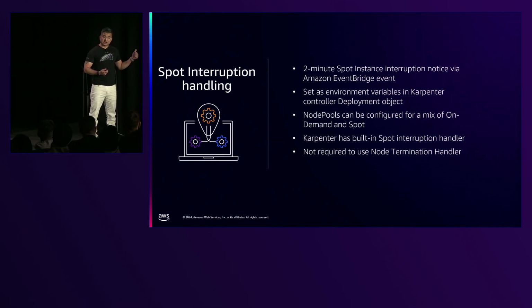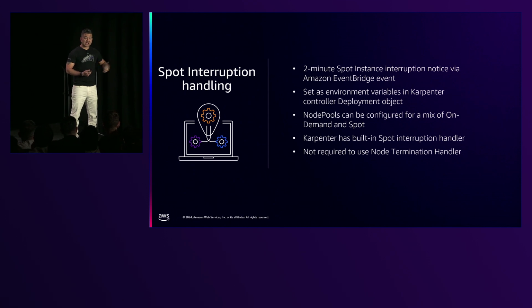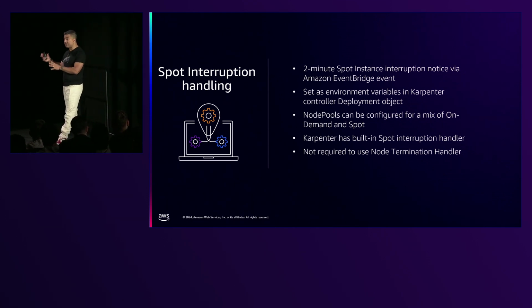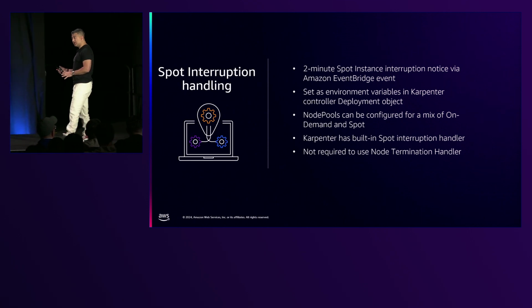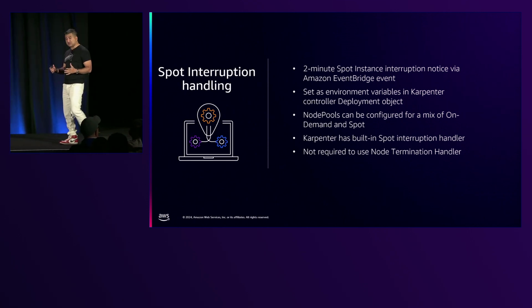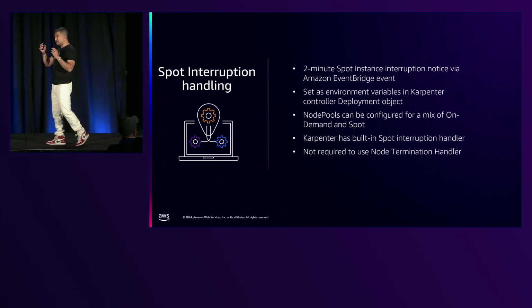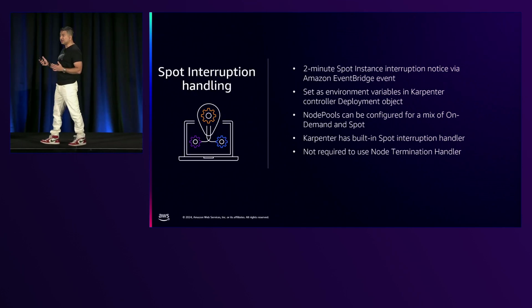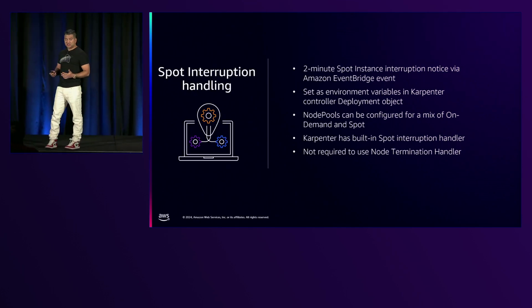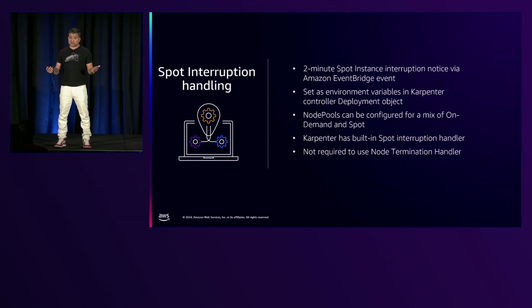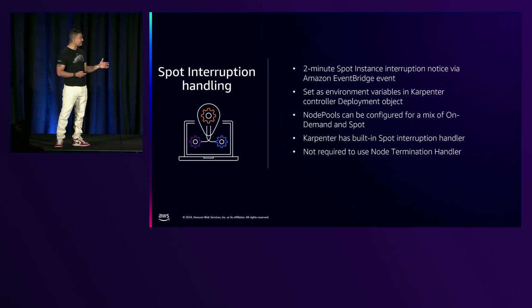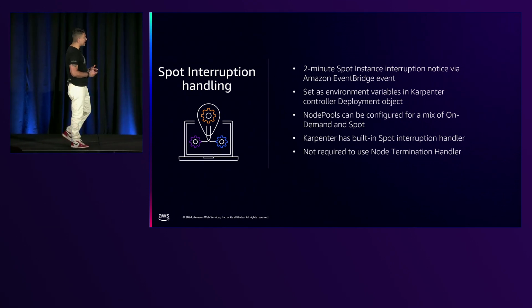Karpenter handles that 2-minute warning, and you do not have to do anything yourself. It will spin up a backup spot instance for you, cordon and drain the terminating instance, and move the pods in a rolling deployment fashion. You do not need to install and manage the node termination handler. It has a built-in spot interruption handler.